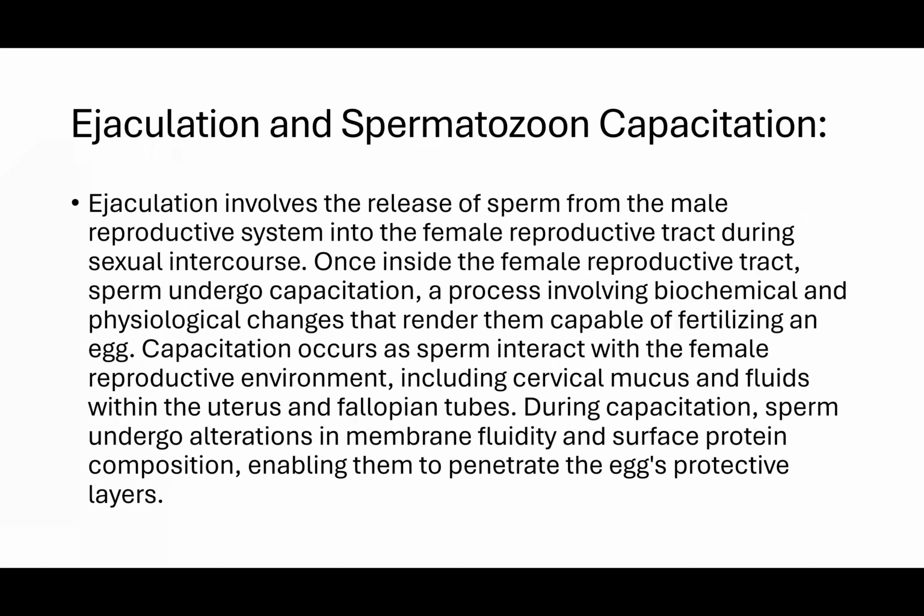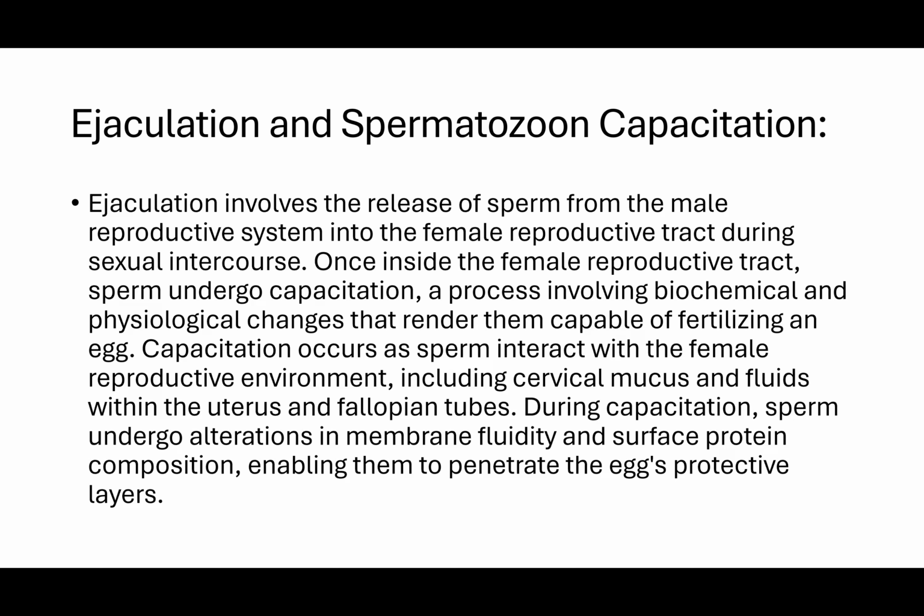So let's start here. We have ejaculation occurring, releasing sperm from the male reproductive system into the female reproductive tract during sexual intercourse. Once inside the female reproductive tract, the sperm will undergo capacitation, and we know that capacitation is the biochemical process that causes physiological changes that render the sperm capable of fertilizing an egg. Capacitation does that, and it also increases motility.